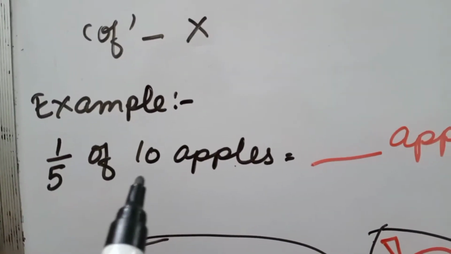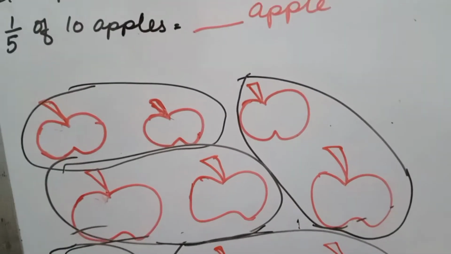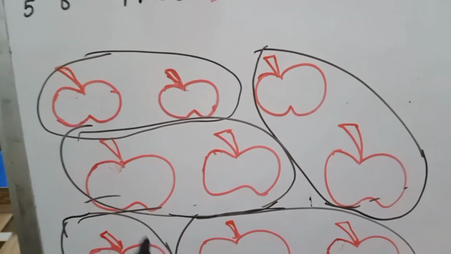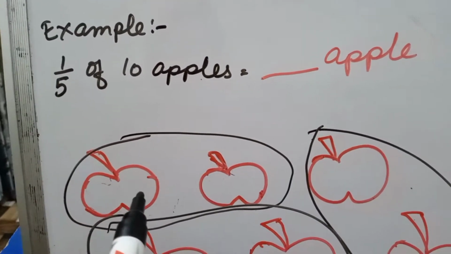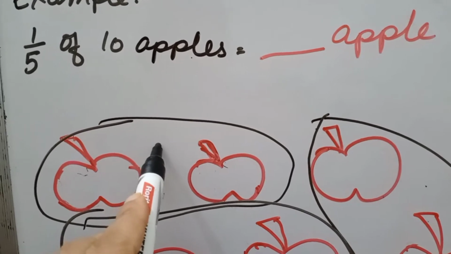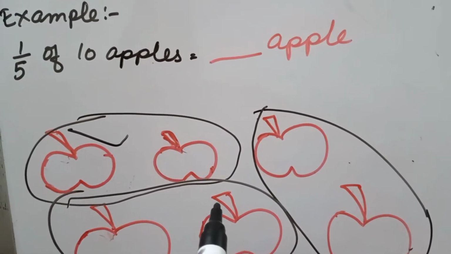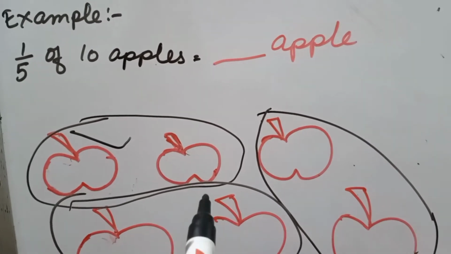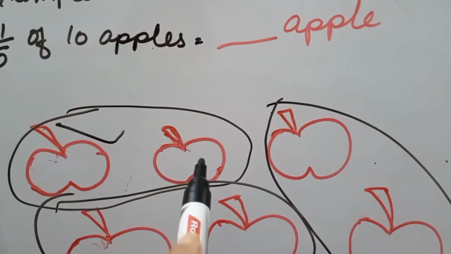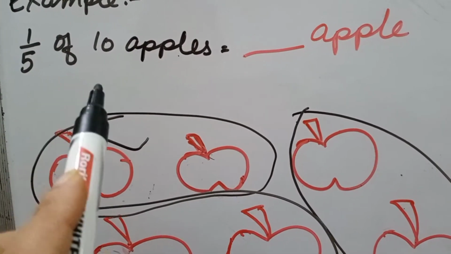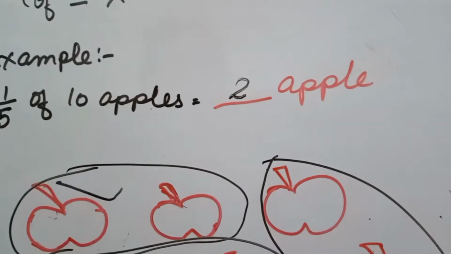So 1 by 5 of 10 apples. So total 10 apples, we have divided them into 5 groups. Now what is numerator? 1. So we have to take one part. So suppose we have taken this part. How many apples have I taken total here? Can you count? 1, 2 apples. So 1 by 5 of 10 apples will be equal to 2 apples.